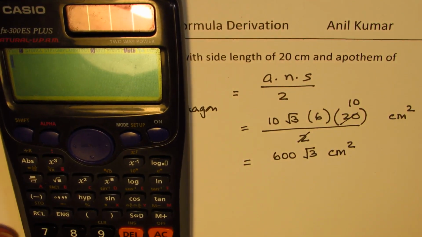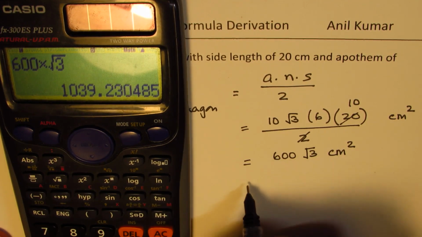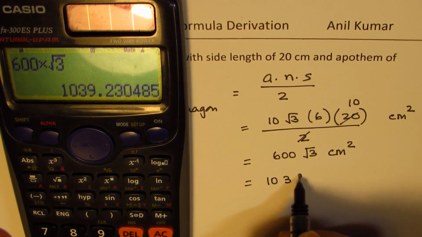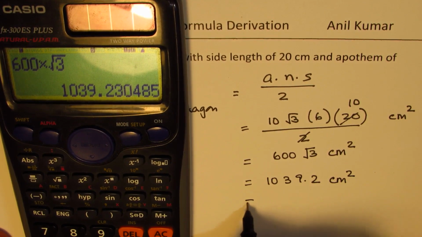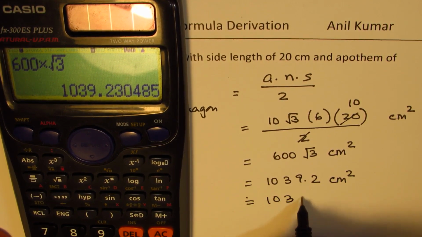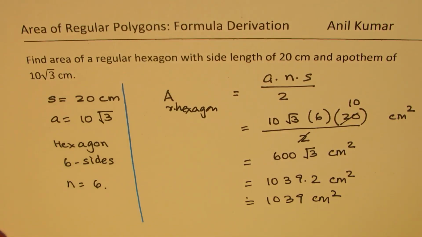You can find the decimal equivalent also. 600 times square root 3 is equal to around 139.2 centimeters square, or approximately 139 centimeters square. Is that clear to you? So it's easy to remember, and I hope you have understood the concept behind it.